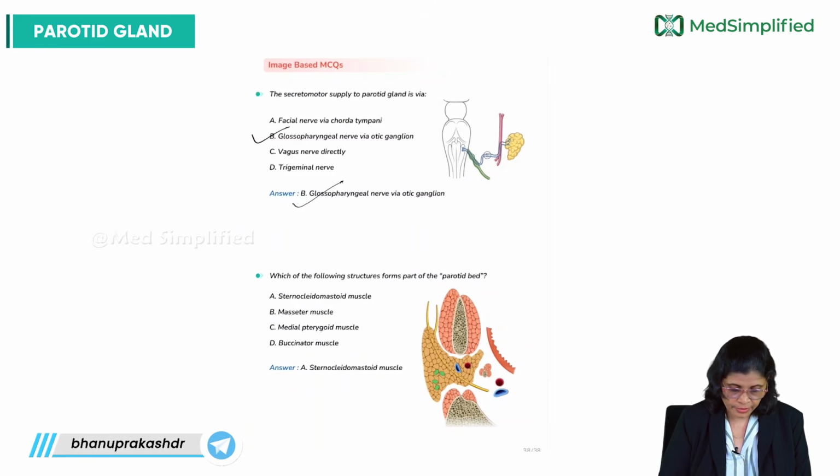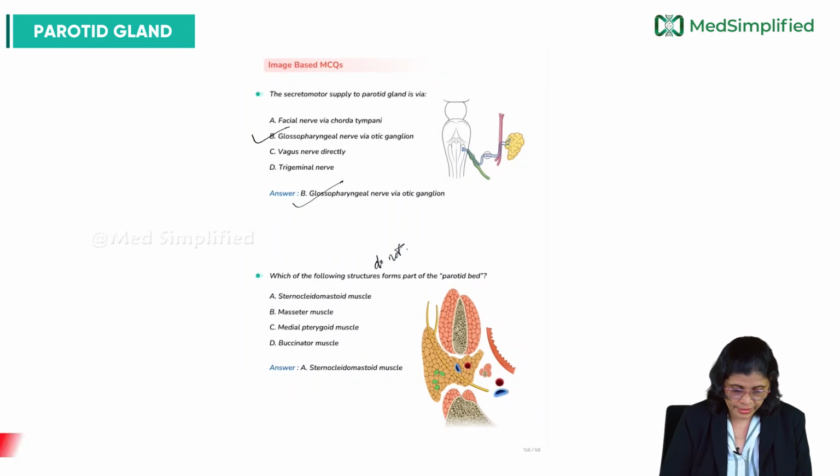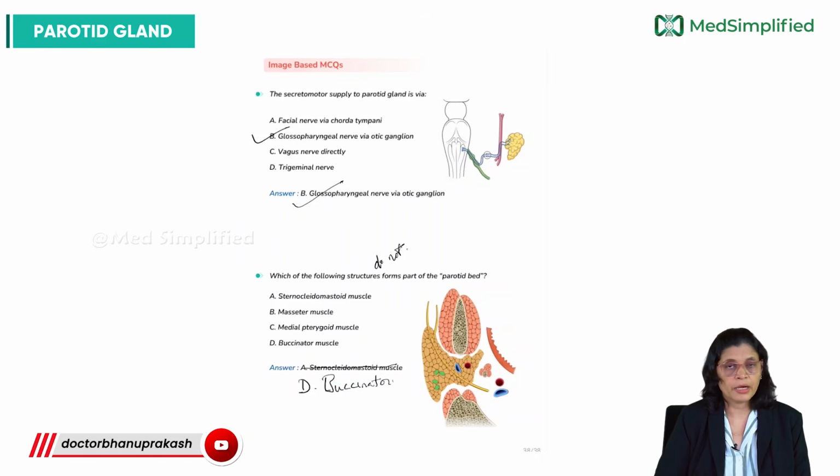Which of the following structures forms part of the parotid bed? Here there is a little mistake in the question. It should be: which of the following structures does not form part of the parotid bed? The answer here is D, the buccinator, because all the other three form part of the parotid bed.